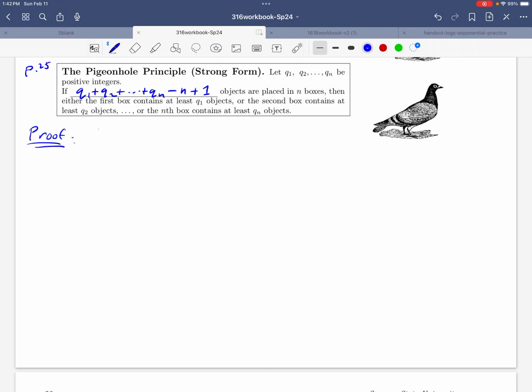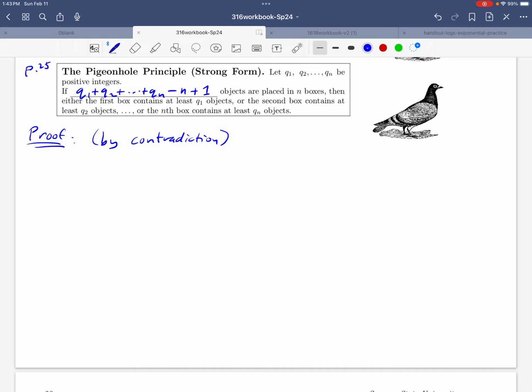We're going to do what's known as a proof by contradiction here, which means that we're going to try to convince ourselves of this statement by demonstrating that if we assume the opposite of what it's saying, that can't possibly be true. So what we'll do is assume that we've placed this number of objects into n boxes, and then assume the opposite of what we're trying to prove, and just see where that leads us. Hopefully it will lead us to a contradiction, which will allow us to conclude that this statement is true.